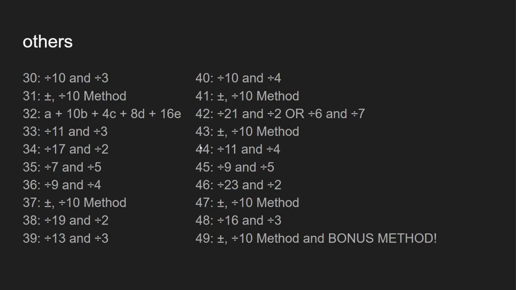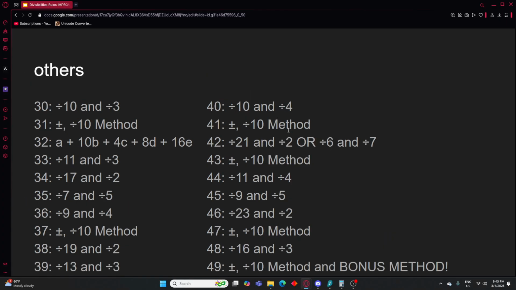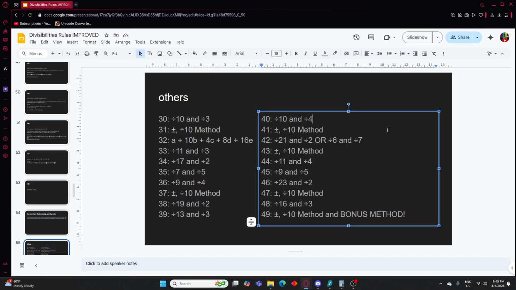40, 10 and 4. Ooh, wait a minute. These share a common multiple. Maybe that's not correct then. Because there are numbers that are divisible by both 10 and 4 that aren't divisible by 40. So that's actually incorrect. Oh my goodness, I didn't even think about this. Somehow didn't notice this until I was working on this right now. Oh my goodness.